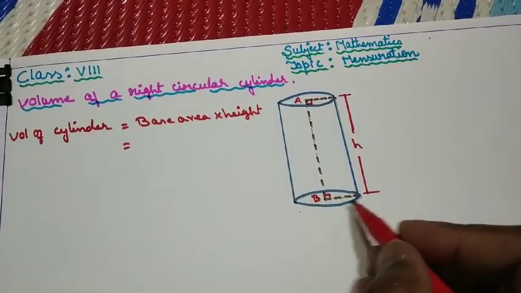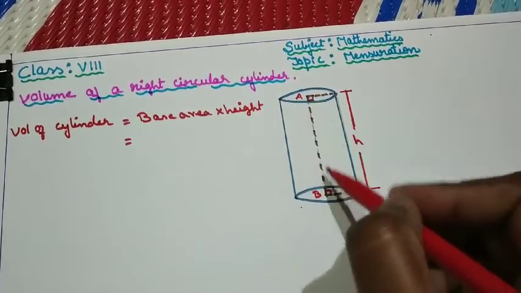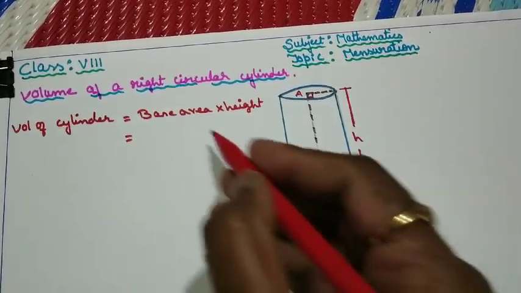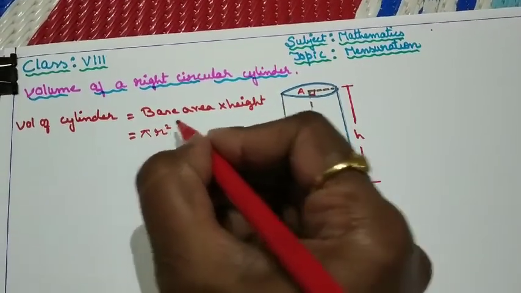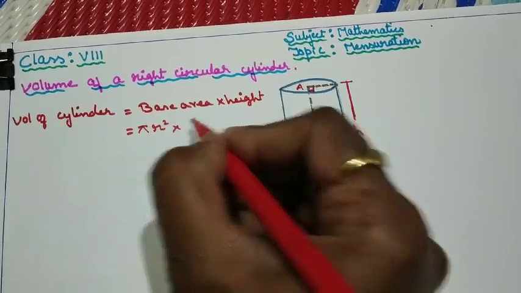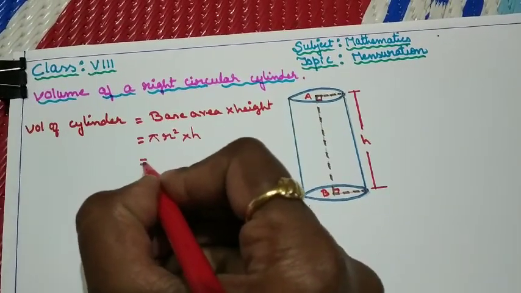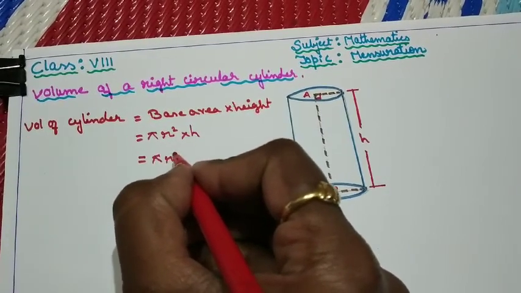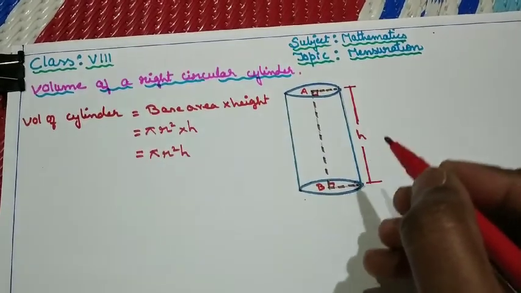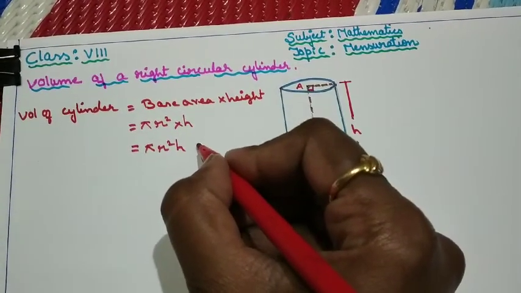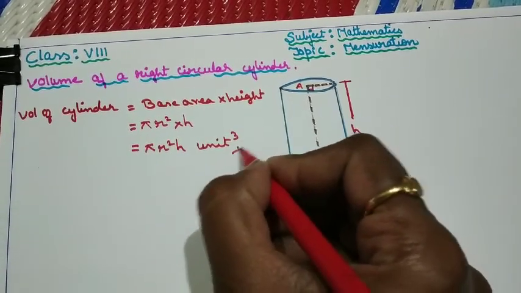The base of the cylinder is in the form of a circle. Therefore, the base area is pi r square, because we know that the area of a circle is pi r square, into height, which is taken as h. So the volume of cylinder is pi r square h, and since we are finding the volume of a 3 dimensional figure, the unit becomes cubic unit.